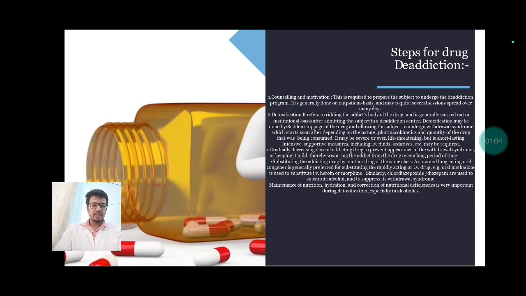Steps for drug de-addiction. Counseling and motivation. This is required to prepare the subject to undergo the de-addiction program. It is generally done on an outpatient basis, and may require several sessions spread over many days. Detoxification. It refers to ridding the addict's body of the drug, and is generally carried out on an institutional basis after admitting the subject in a de-addiction center.